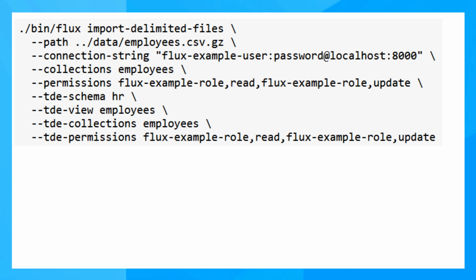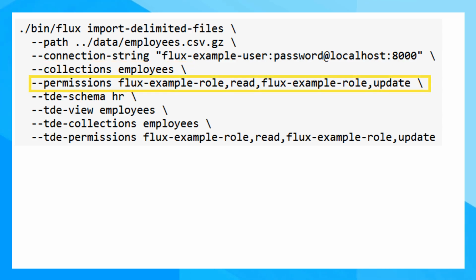For demonstration purposes, let's import some CSV data as JSON documents and generate a TDE template for it. As we are importing CSV data, let's use the import delimited files command. First, set the path option to point to the file containing your CSV data. Next, configure the connection string option to provide the connection details for MarkLogic. Specify the collections option to assign a collection name to the imported data. Use the permissions option to define access permissions for the imported documents.